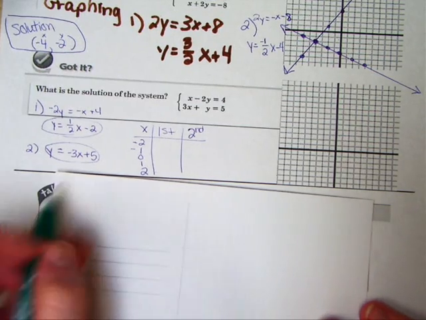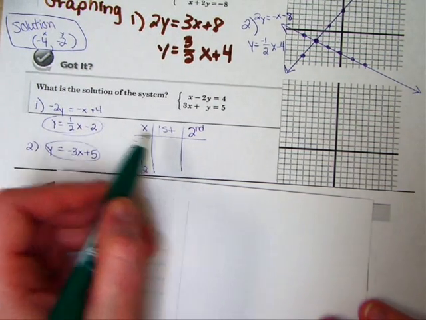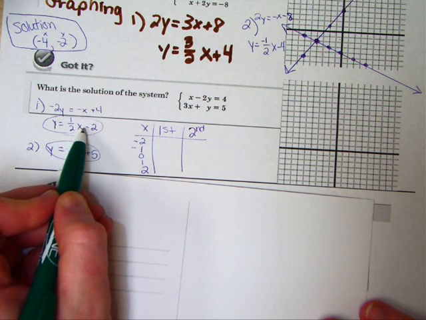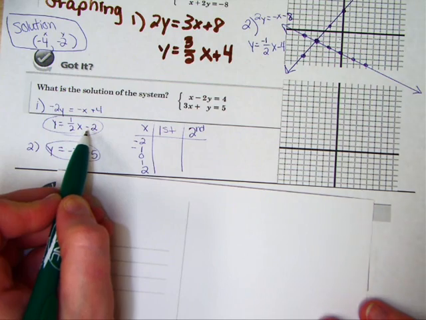If I plug negative 2 into 1/2 x minus 2, I get negative 1 minus 2, which is negative 3.